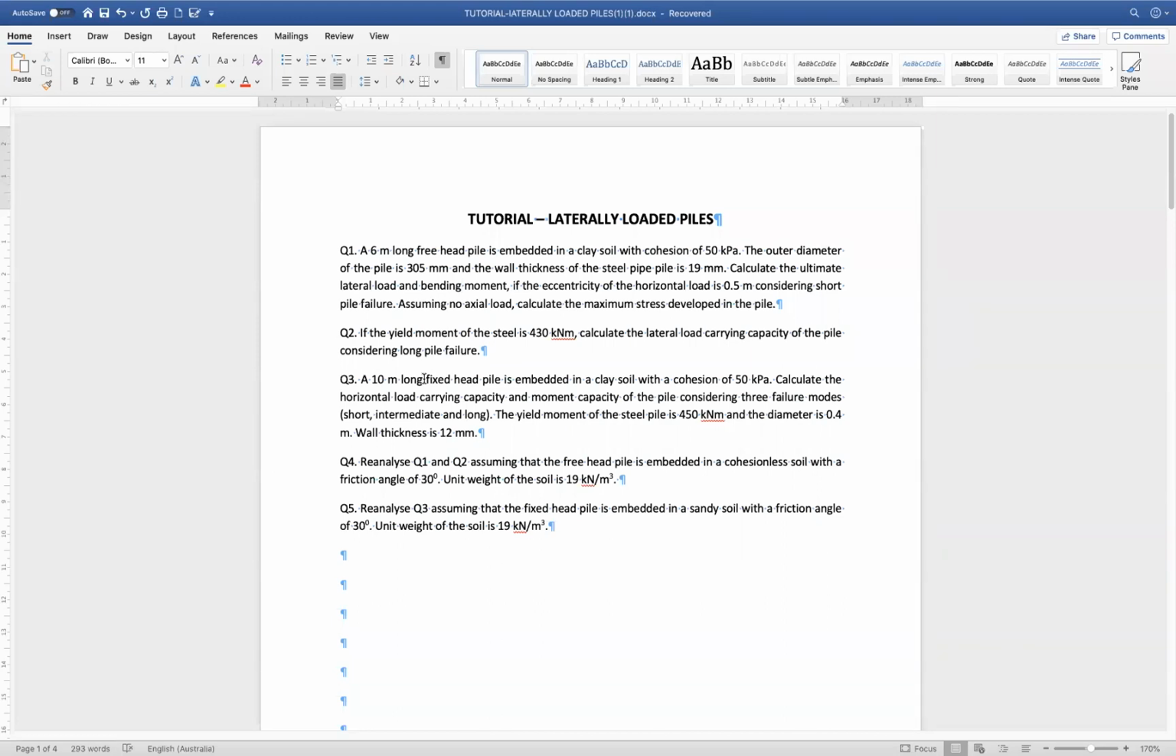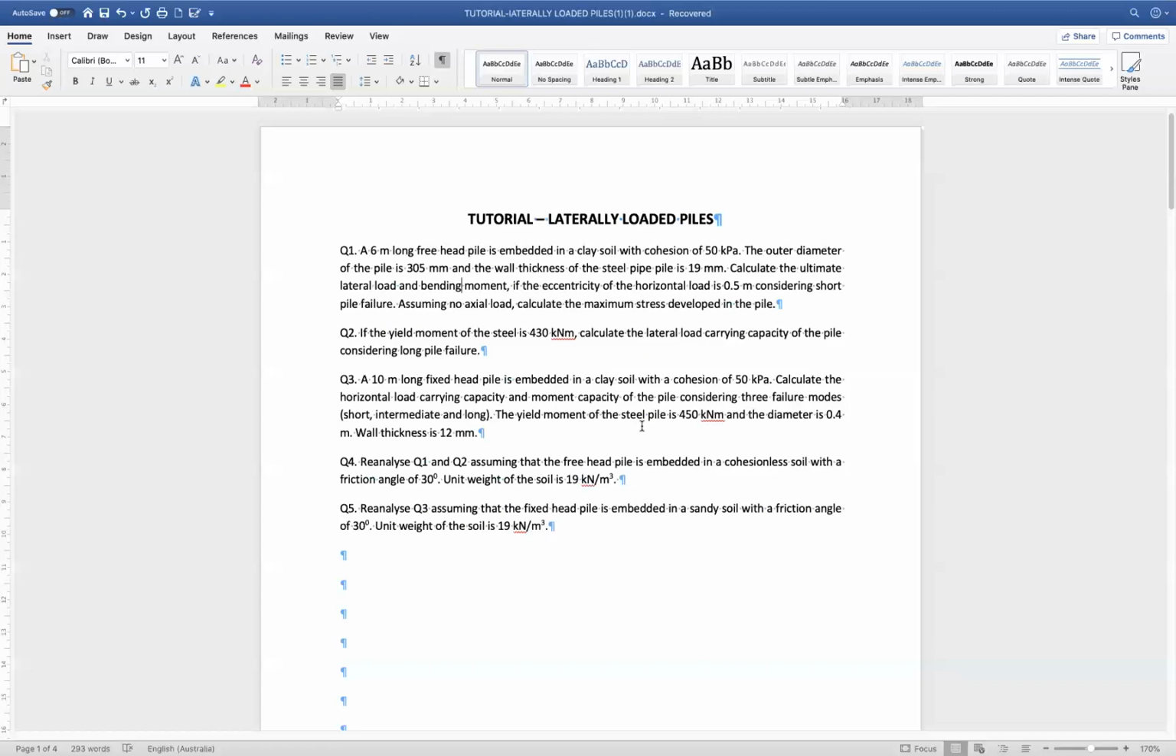In each of these scenarios, the parameters or considerations which affect the ultimate lateral load will change. For example, in the short pile failure scenario, the bending moments will not affect the ultimate load bearing capacity. It will only be affected by the dimensions of the pile. In the other cases, it depends on the dimensions of the pile and the soil as well. But the long pile failure scenario will be affected as well by the bending moments or the yielding stress of the pile material.